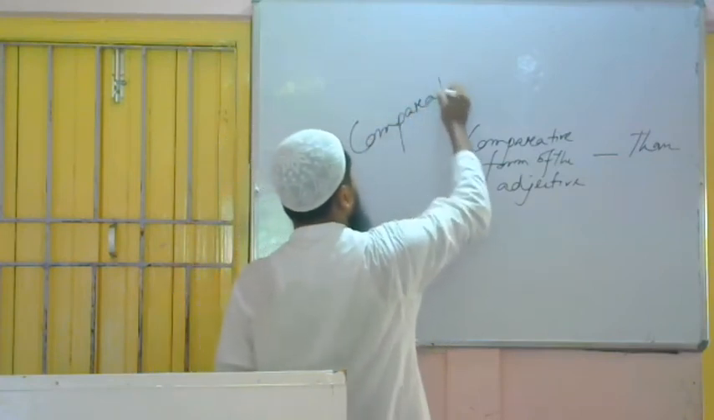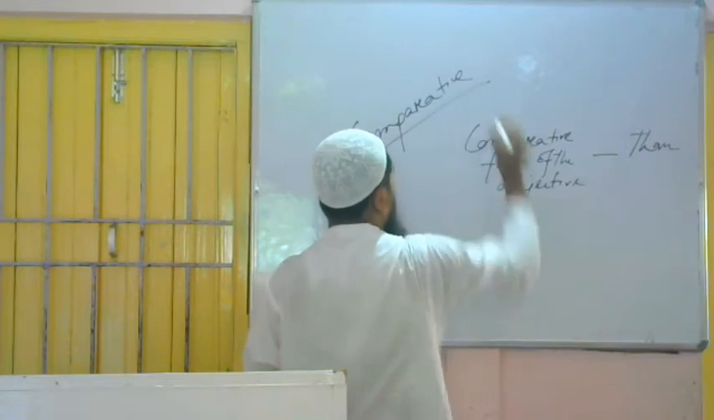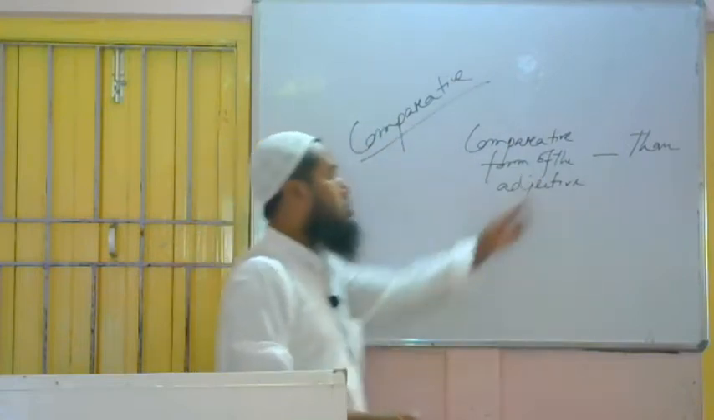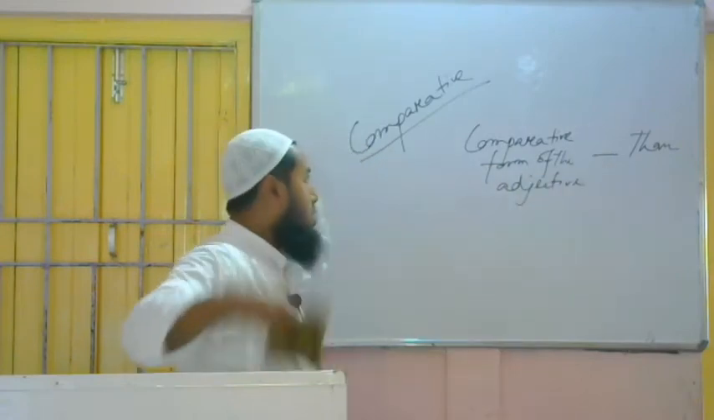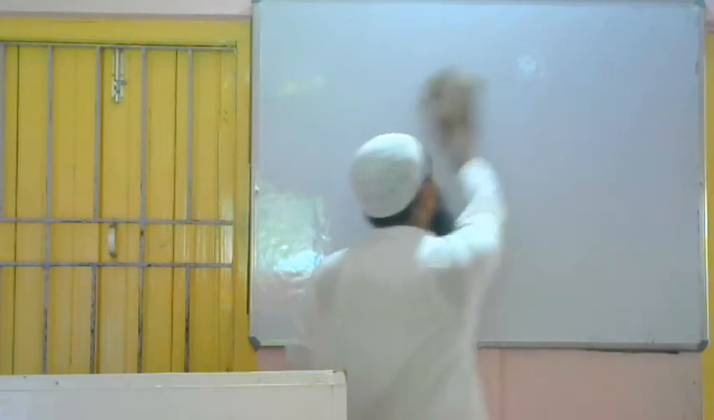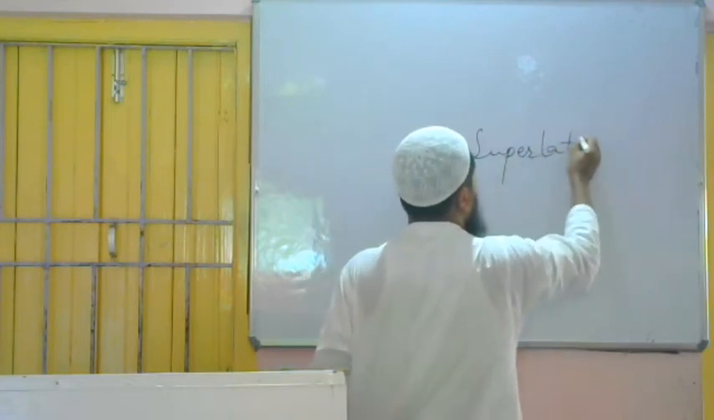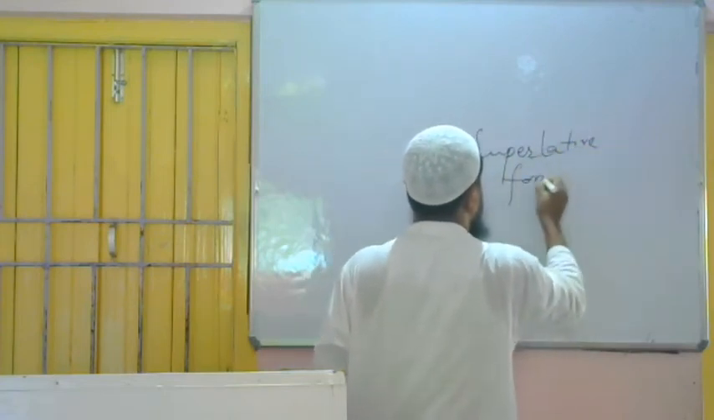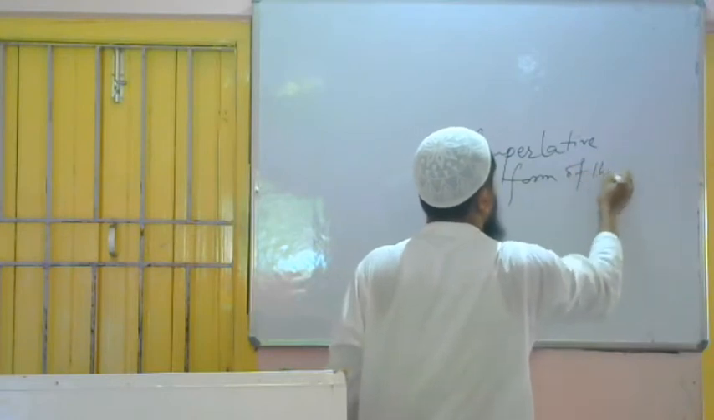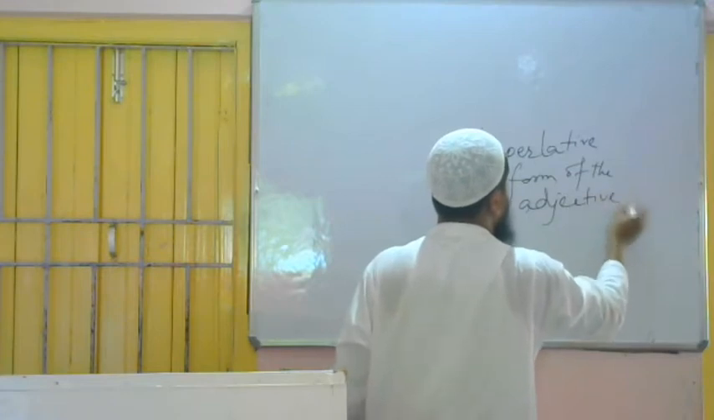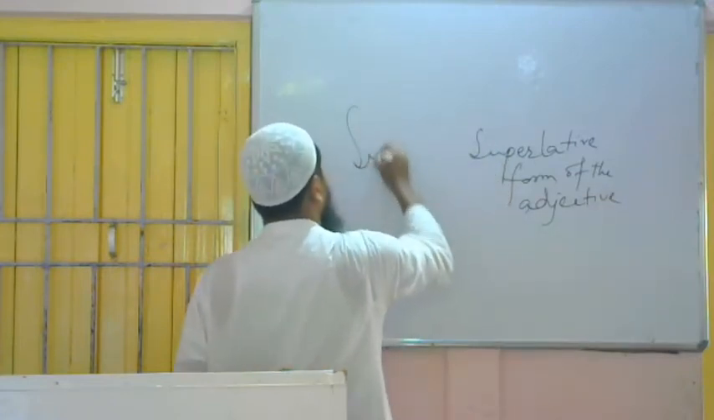So in comparative degree you always have to use the comparative form of the adjective, and after using it we have to use THAN. Then lastly, what is left? Superlative degree. There in superlative, what will we get? We will get the superlative form of the adjective. If we get the superlative form of the adjective in a sentence, then we say that this is a sentence of superlative degree.